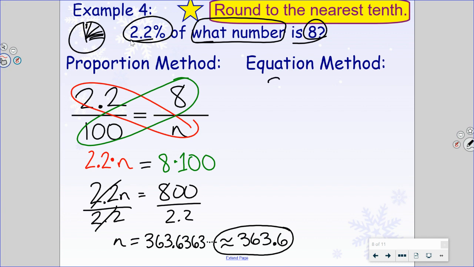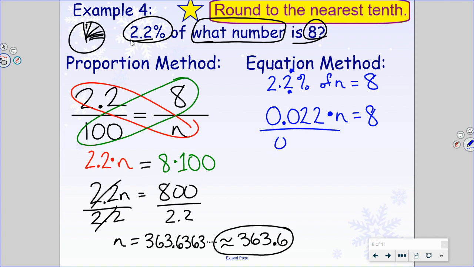Now, if you want to see that the other way, which I usually do in blue, 2 2/10% of n is 8. Be careful here. 2% is 200ths, and then we have an extra part. So this really is going to be 22 thousandths. Divide by 22 thousandths, being fair to both sides to keep that relationship balanced. Change that to 22 wholes, be fair to the dividend.